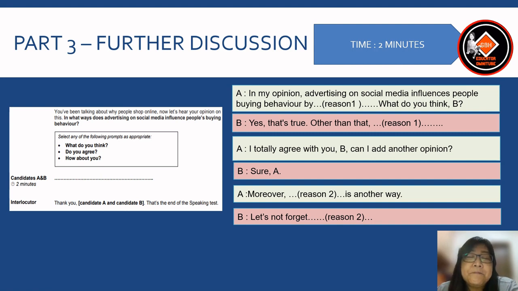For example, let's look at the script. In my opinion, advertising on social media influences people's buying behavior. Why? So you can give your first reason. What do you think, Brian? So you can ask your friend. Yes, that's true. Other than that, so Brian or candidate B has to give his or her reason. I totally agree with you, Brian. Can I add another opinion? Sure, Ali. Moreover, so A or Ali is going to add another reason. And then you have candidate B or Brian, let's not forget. So you also have to give your second reason.